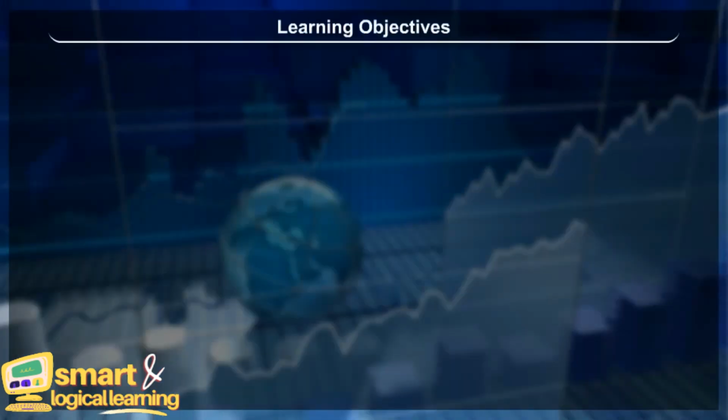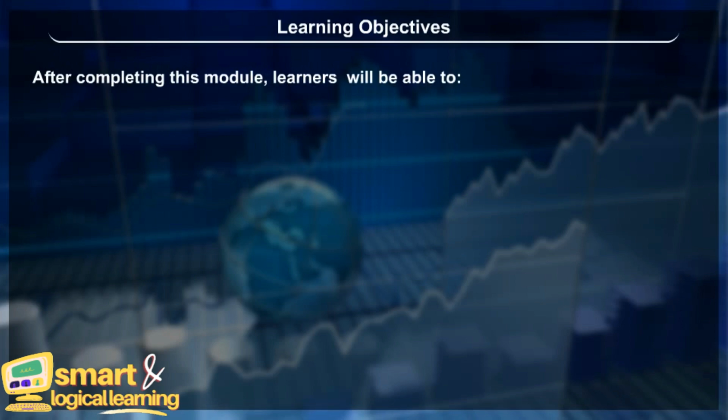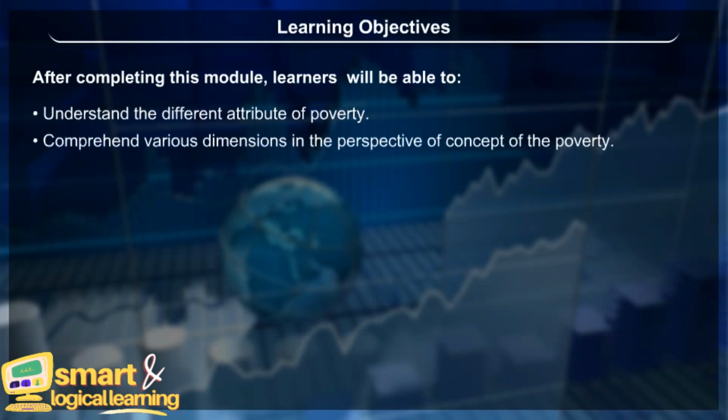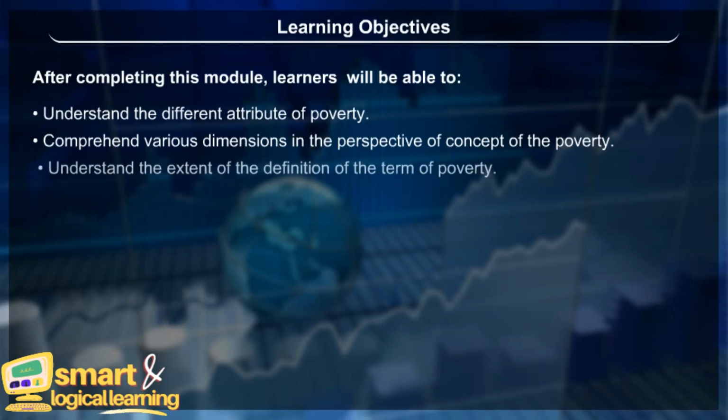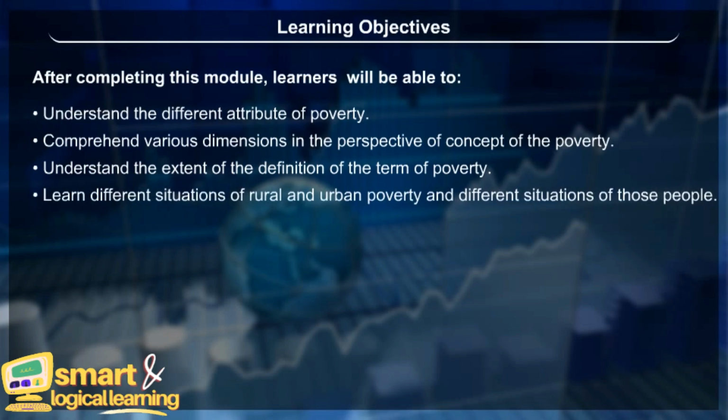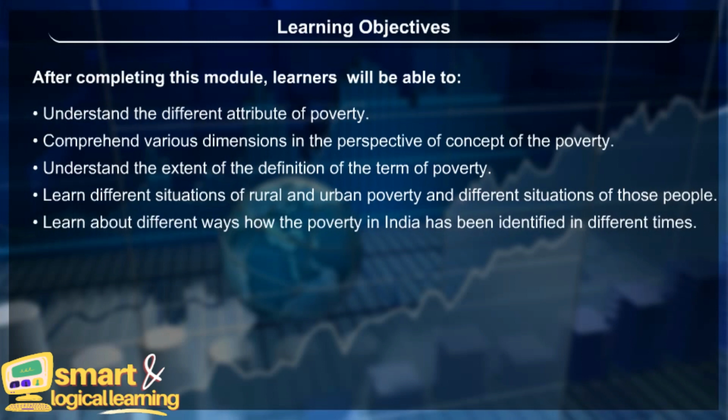Learning objectives. After completing this module, learners will be able to understand the different attributes of poverty, comprehend various dimensions in the perspective of the concept of poverty, understand the extent of the definition of the term poverty, learn different situations of rural and urban poverty and of the people in those situations, and learn about different ways in which poverty in India has been identified at different times.